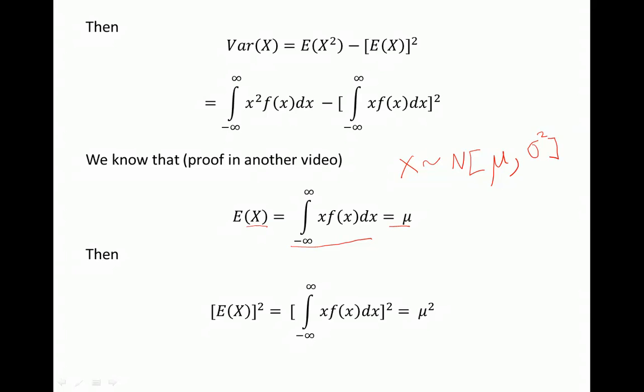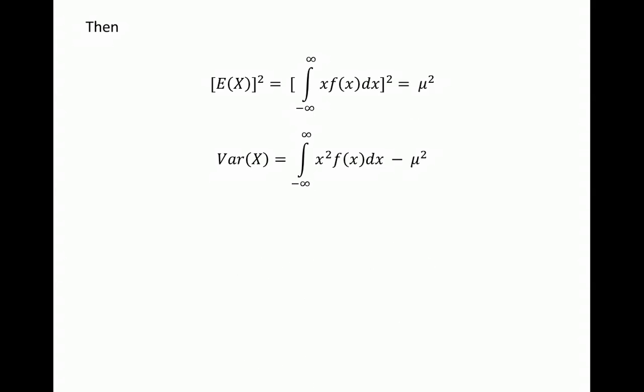So we know that this part of the variance, expectation of x is mu, and that squared is just mu squared. Mu here is just a number. It's the mean of x. So now we know that variance of x is this integral here minus mu squared, so now we just need to compute this integral.